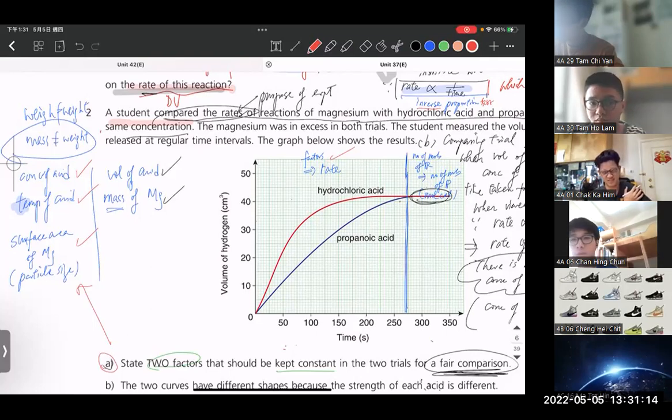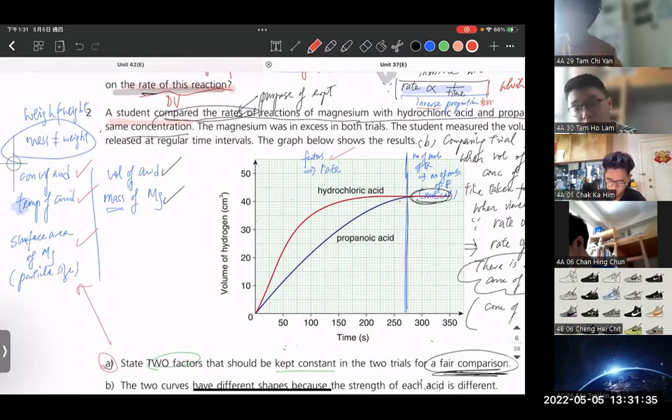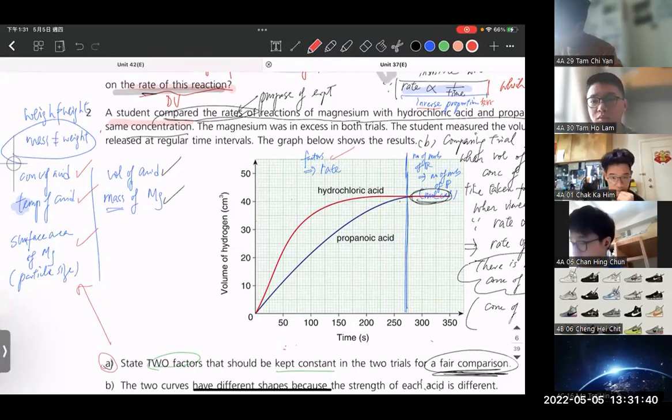The two curves have different shapes because the strength of each acid is different. Write about the difference between the strong acid and the weak acid and explain why the two curves are different. Now, indeed, the concentration of acid has become the same. The temperature of acid is the same. The surface area of Mg is the same. But how come there is a difference in the rate? Especially at the very beginning. We call it initial rate.